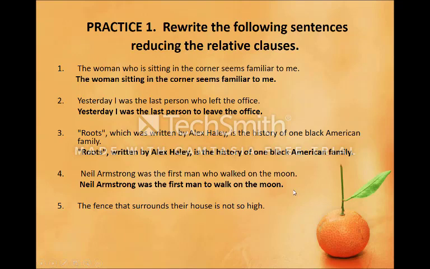Number 5. The fence that surrounds their house is not so high. Now remember the second rule we talked about in the earlier slide. Sometimes you don't have the verb to be, but you have verb 1. So it's in subject position. I can omit the relative pronoun that, and this time I have to change verb 1 into ing. So the answer is the fence surrounding their house is not so high.